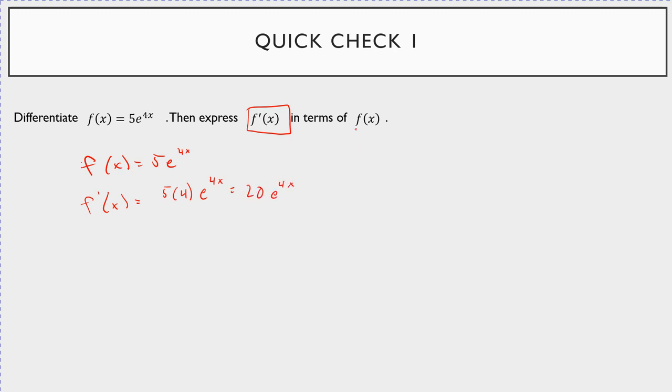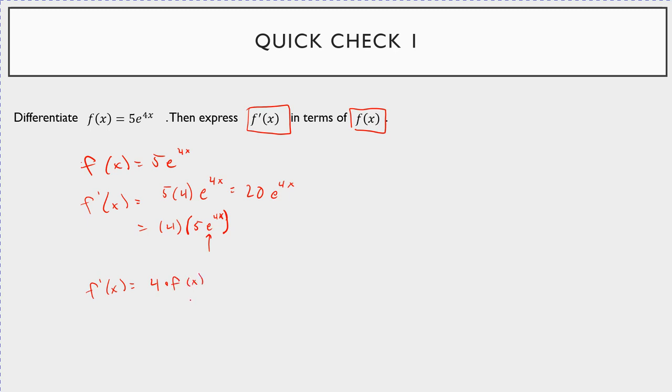All right, but write it in terms of f of x. Well, if you look here, let me just move the 4 in front. So this is 4 times 5 e to the 4x. Notice when I do that that this is my original f of x. So my derivative, f prime of x, is equal to 4 times the original function.